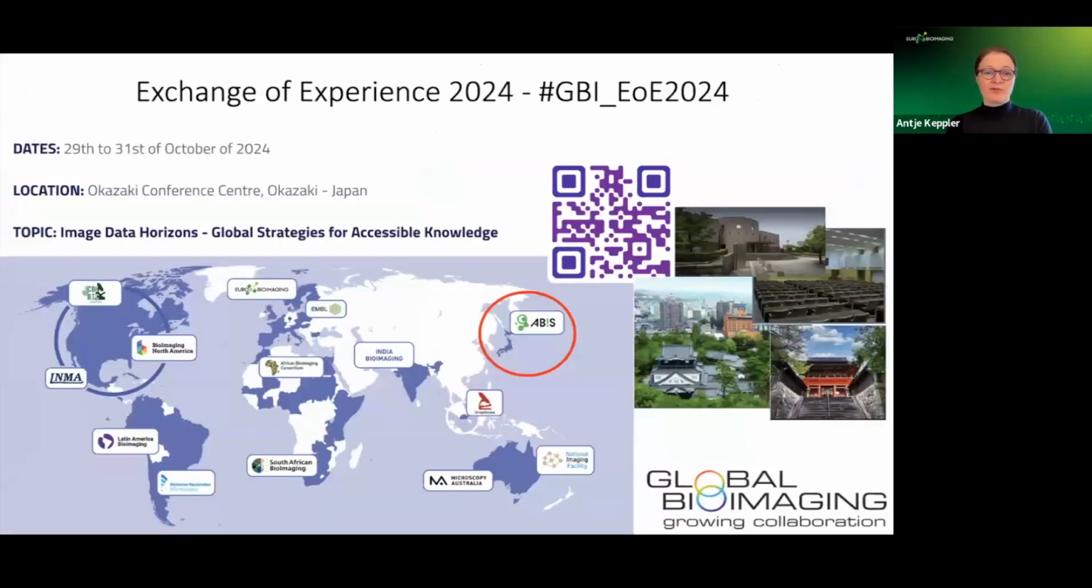Before I hand over to our speakers to actually do that, I want to announce 2 more activities that we are doing in Global Bioimaging. One is the annual conference coming up in Japan this year. It will take place between the 29th and the 31st of October at the Okazaki Conference Center in Japan. We will be hosted by the National Imaging Infrastructure, ABIS. The topic is Image Data Horizons, Global Strategies for Accessible Knowledge. You can find more information on the Global Bioimaging website under Exchange of Experience 2024.